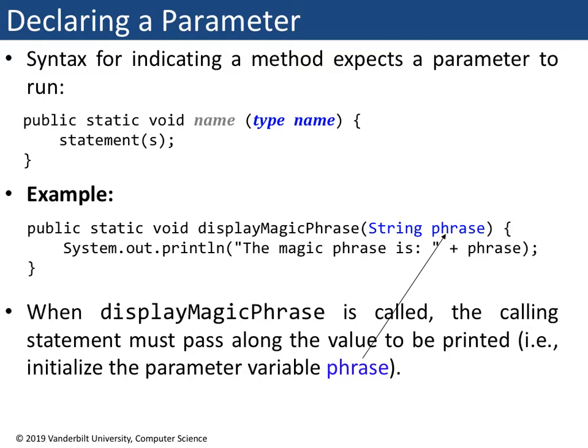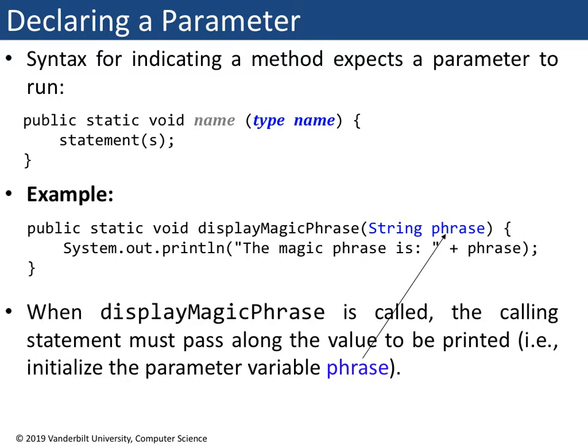You have to give the type of the parameter, so what data type the parameter will be, and the name that the parameter will have. So here's an example. Public static void, so again, return type is void, so we're not going to return anything. And then we have the name, starting with lowercase followed by camel case, so displayMagicPhrase. And then in parentheses, we're telling the compiler, hey, this method is going to have a parameter, and that parameter is called phrase, and it is a data type String. So we're going to be passing a string into this method.